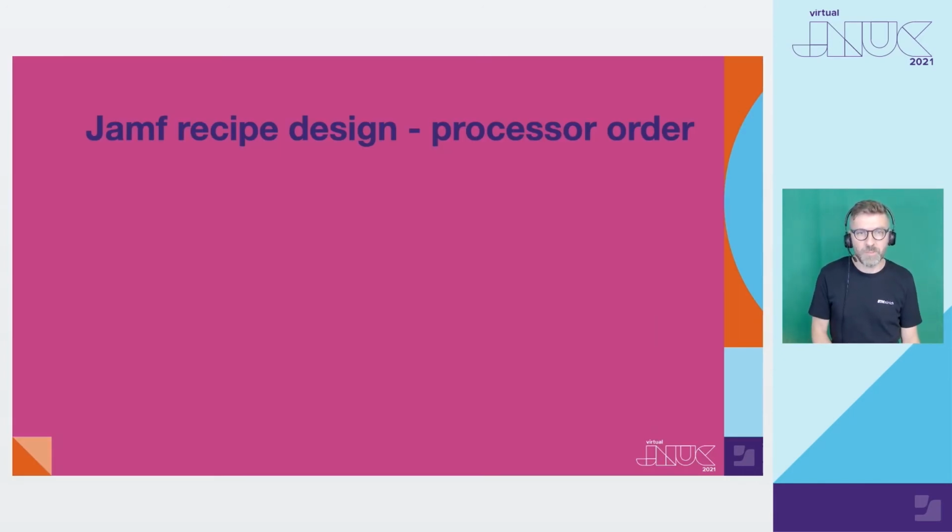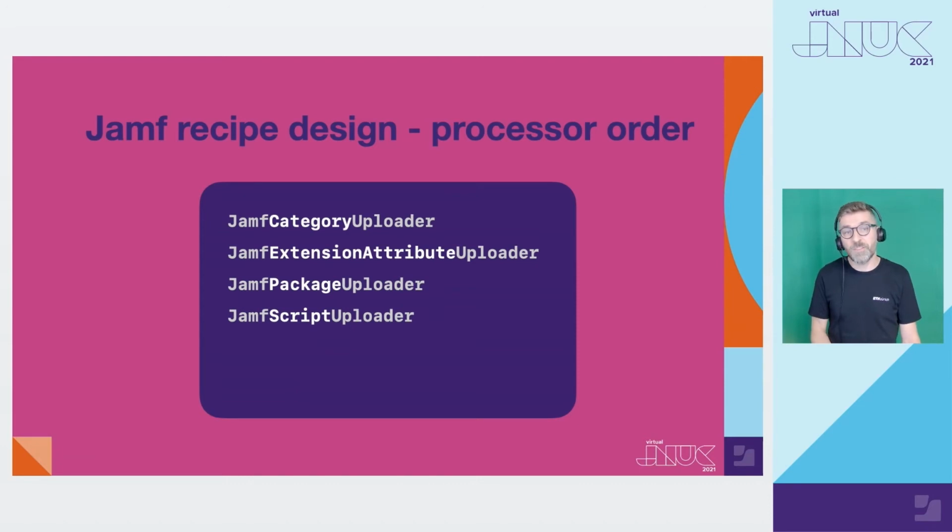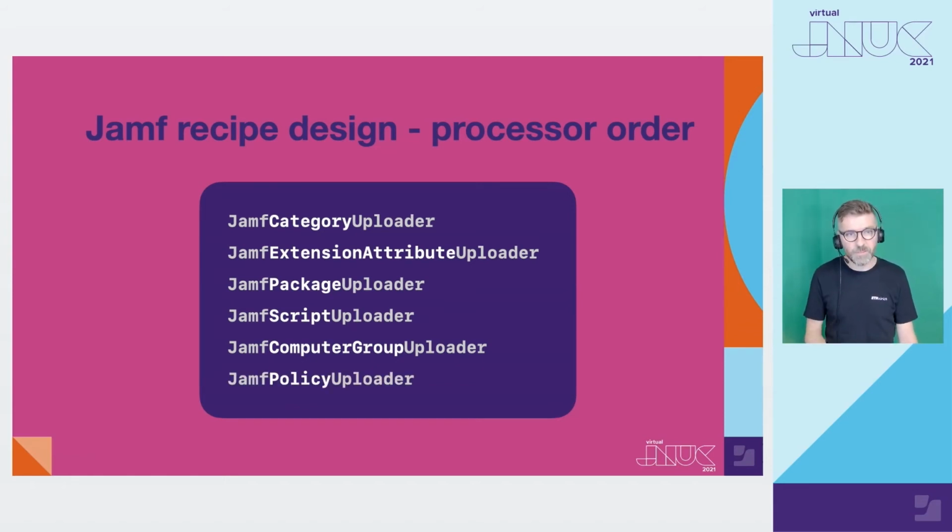Processors need to be added to recipes in the order that items need to be created. Categories and extension attributes can be created first because these do not depend on anything else. Packages and scripts may have an assigned category, so they should come after the category. Computer groups may include extension attributes and other computer groups, so should come after the EAs, and if you're creating multiple groups, you have to consider the order based on any group dependencies in the criteria. And policies often depend on all of the above, so will generally go last.